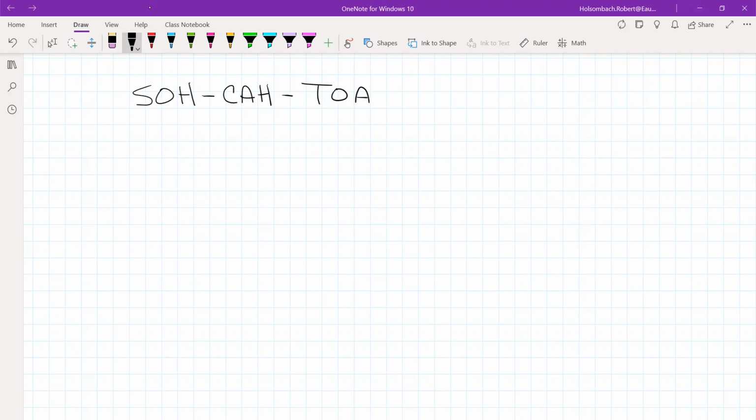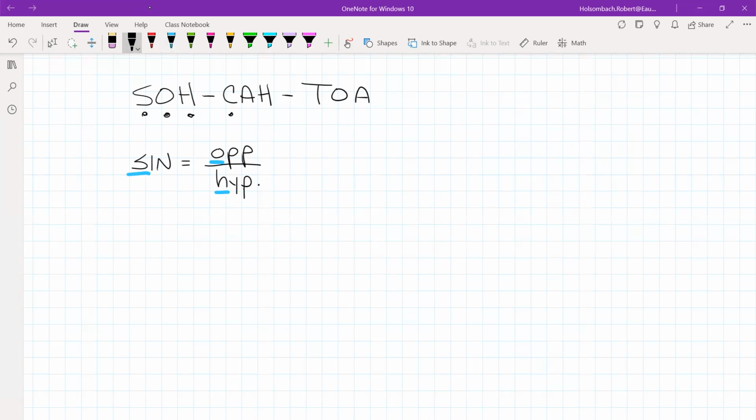All right, and this acronym SOHCAHTOA, we said that the S, the O, and the H stands for sine of an angle equals the opposite side over the hypotenuse. Sine equals opposite over hypotenuse. Here's your S, here's your O, and here's your H.